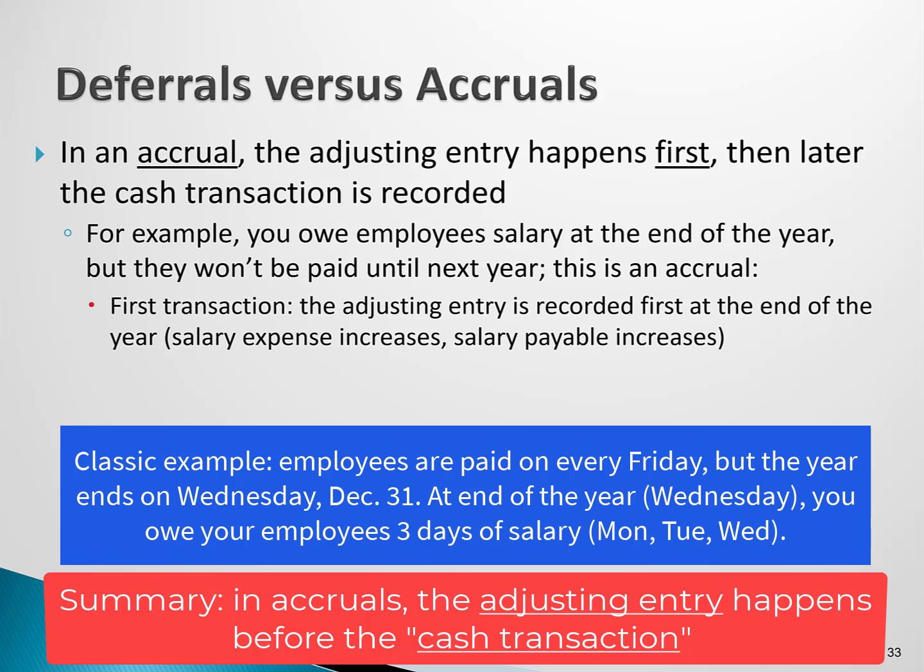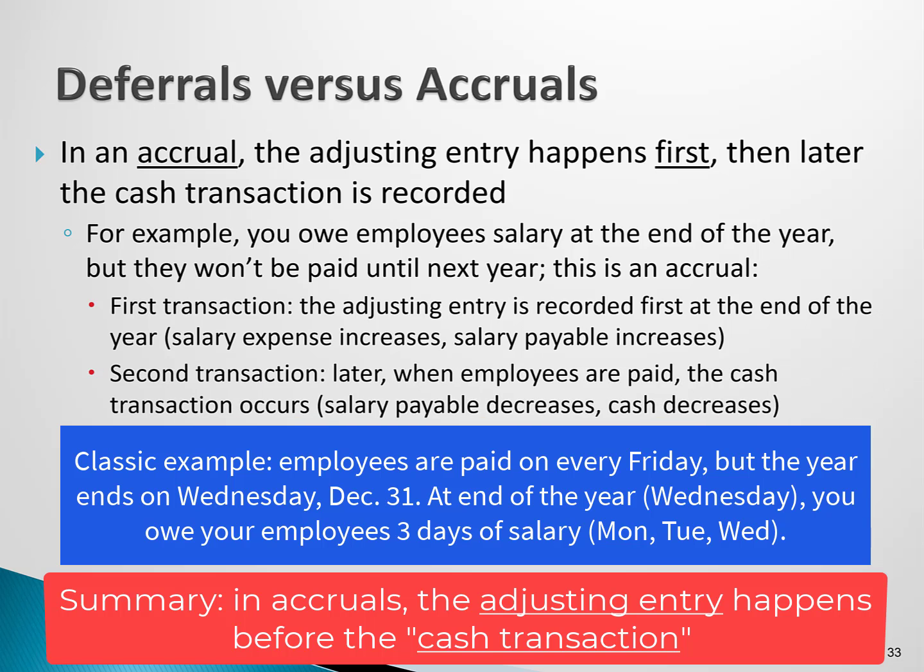The adjusting entry, which we'll find out in a couple of videos, is recorded first at the end of the year. For example, you will increase salary expense and then also increase salary payable because the end of the year usually does not fall on payday. Therefore, you will owe the employees some salary. So again, the first transaction, the adjusting entry, happens at the end of the accounting period. And then later, the cash portion happens. For example, in this example about salaries, later when the employees are paid, the cash transaction occurs. In other words, you pay the employees. The salary payable decreases and then the cash decreases.